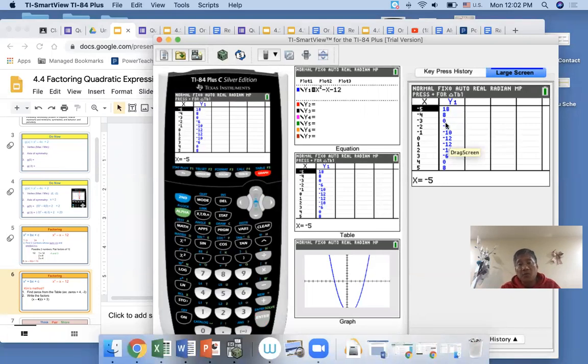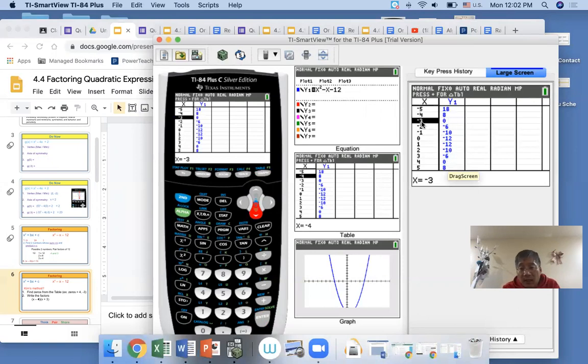Most of the time, you should be able to find two zero values, two y zeros. Sometimes only one y zero, sometimes no y zeros. So now click arrow right, up and down until you find any zeros. If you find both zeros, it's good. If you find only one zero, still it's okay. You can use that one to find the other factor.